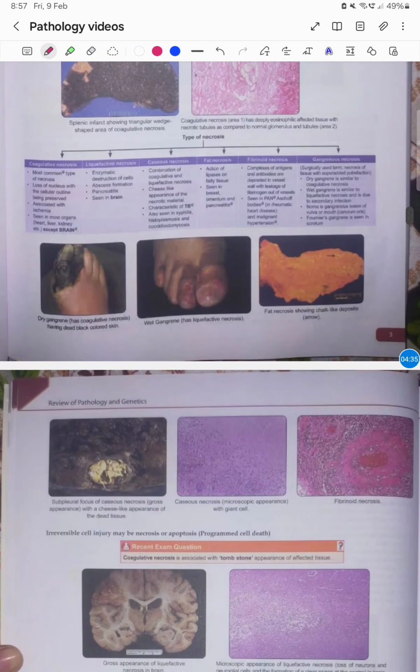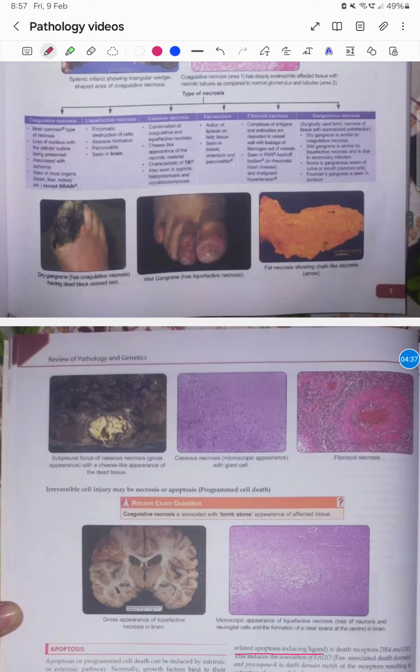Now, irreversible cell injury includes necrosis and apoptosis. Necrosis has six types: coagulative, liquefactive, caseous, fat, fibrinoid, and gangrenous. In coagulative necrosis, the cell architecture is preserved and it is the most common type, seen in all solid organs like heart, liver, kidney, except brain. Now the liquefactive necrosis, the cell architecture is lost, seen in brain. Caseous necrosis is intermediate between the coagulative and liquefactive necrosis, seen in TB.